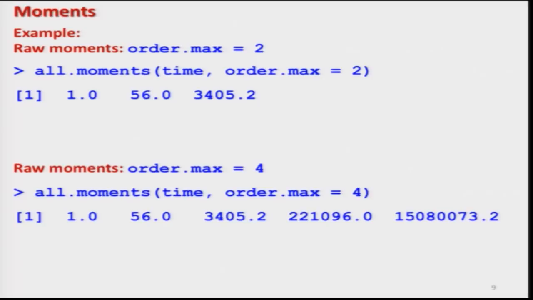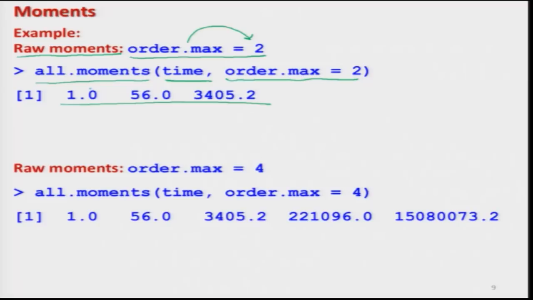Right. Now, after this, I will show you how to compute raw moments, central moments, and absolute moments. First, I take the raw moments, and suppose I want to compute the first two raw moments. So, I have to control it by order.max = 2. I use the command all.moments with the data vector time, and I give order.max equal to 2. In fact, even if you do not give this option, you will get the same outcome, but my objective is to show you how things are controlled. Once you execute it, you will get this type of outcome.